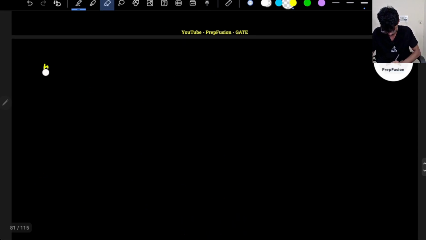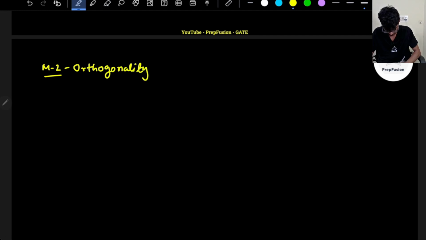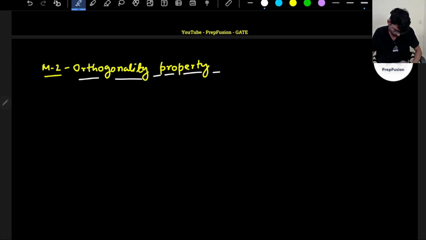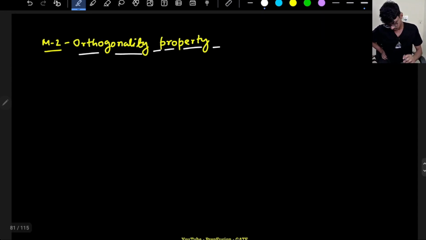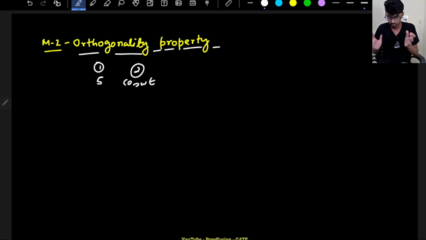Using the orthogonality property. So what is the orthogonality property? These phi and cos omega t are two orthogonal signals, so the integration of their product over a period will be 0. So ultimately this factor comes out to be 0.